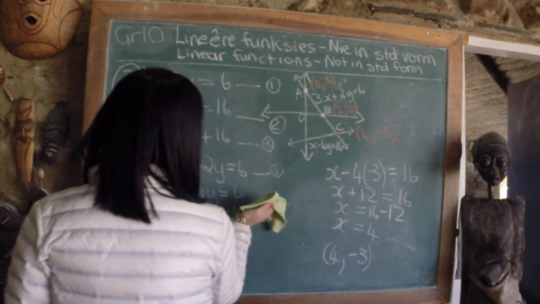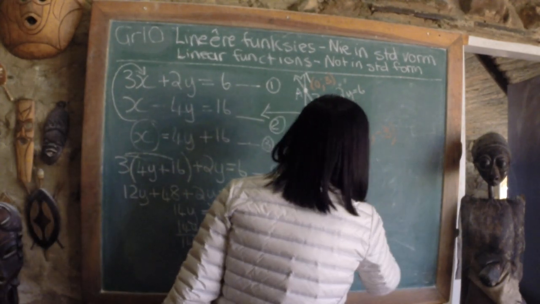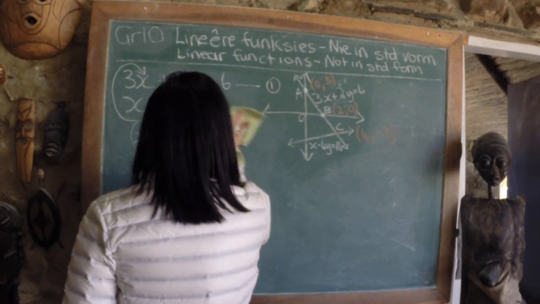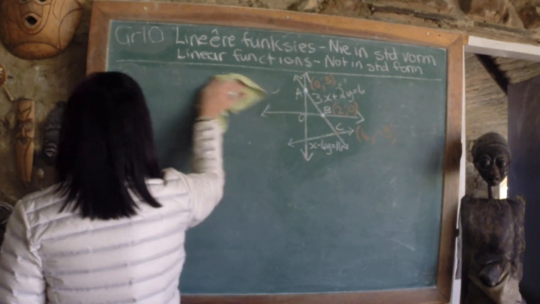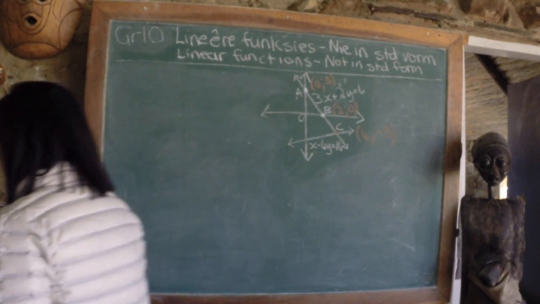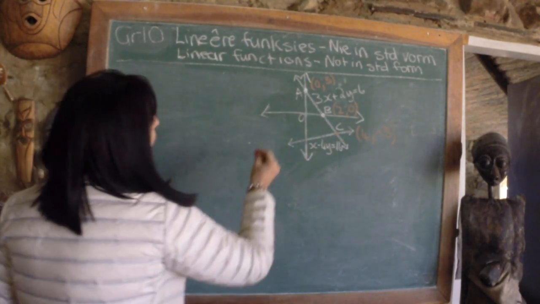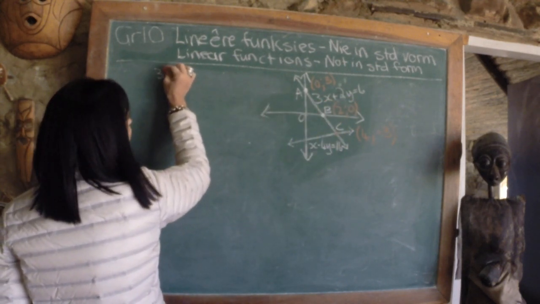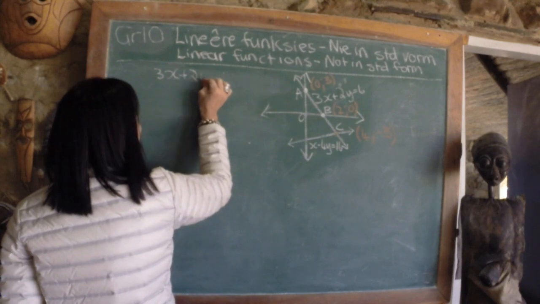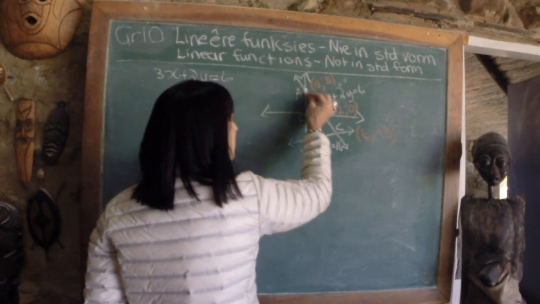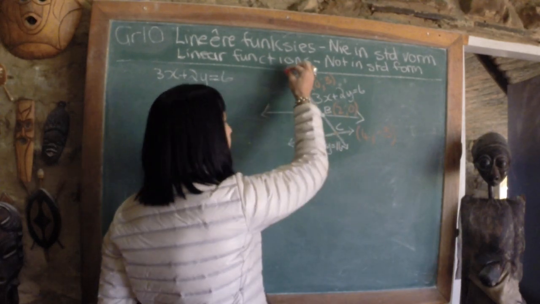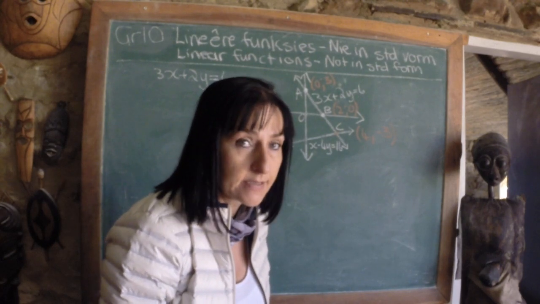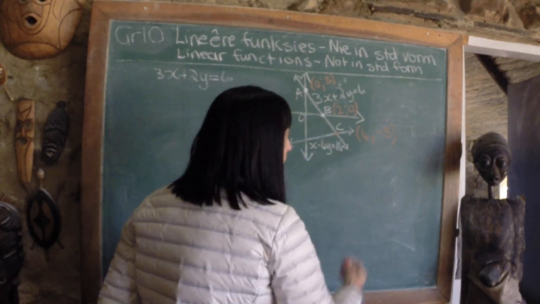So kom ons gaan kyk nou na die twee funksies. For which values of x is the one function descending and for which value of x is the other function descending or ascending? Kom ons gaan kyk. As ons gaan kyk na hierdie funksie, hierdie 3x plus 2y funksie, en ons loop op hom van links na regs. Wat gebeur? If you move on that function from the left to the right, it's descending all the time, isn't it? Hy loop afdraande die hele tyd.